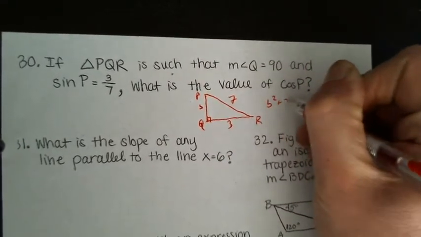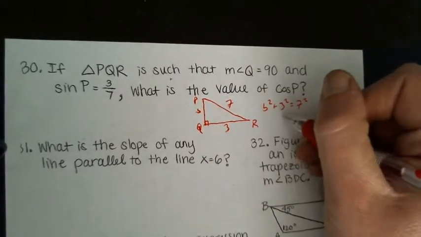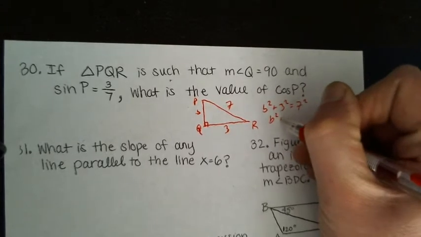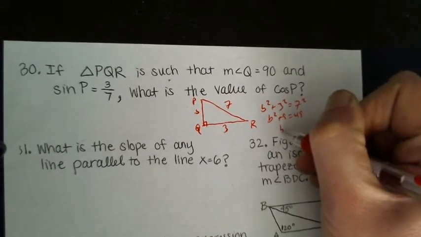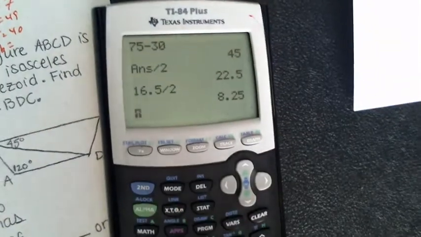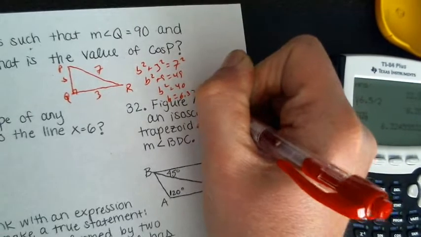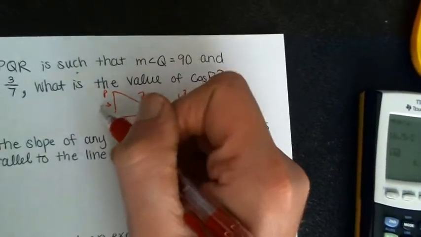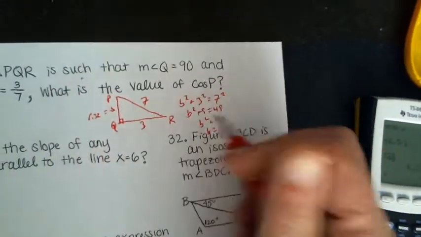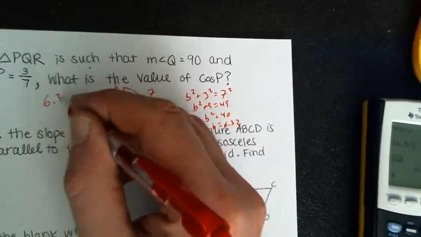B squared plus 3 squared equals 7 squared. And that means that B squared plus 9 equals 49. B squared equals 40. So B equals square root of 40, 6.32. That means the cosine would be adjacent over hypotenuse, 6.32 over 7.